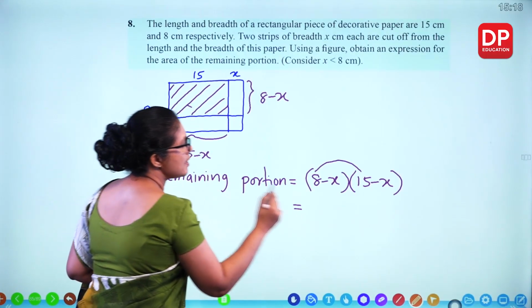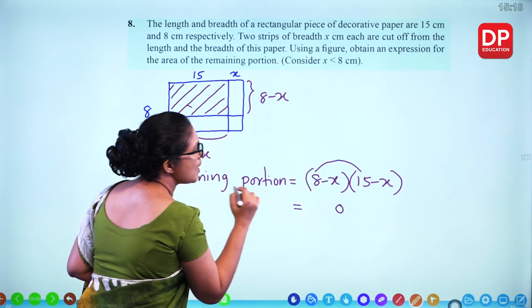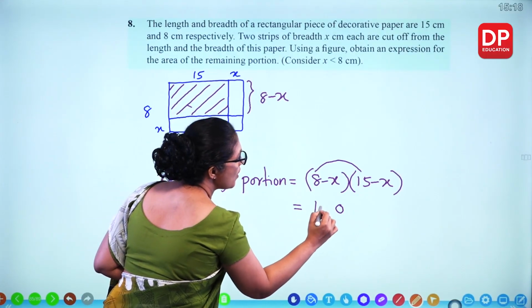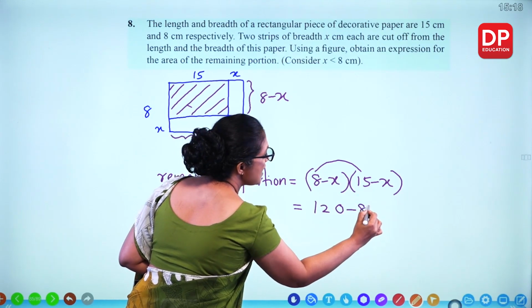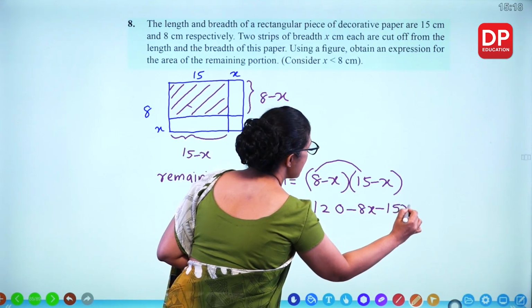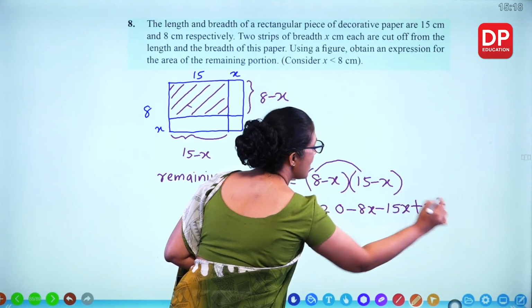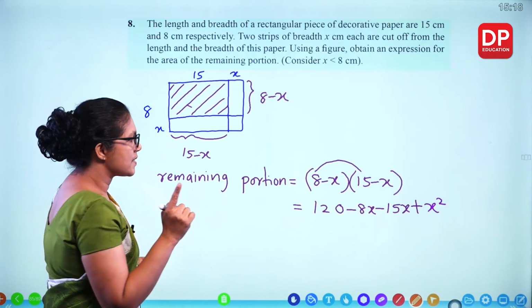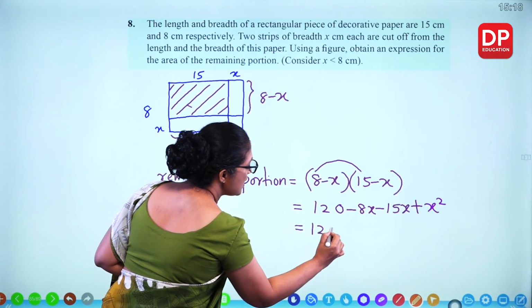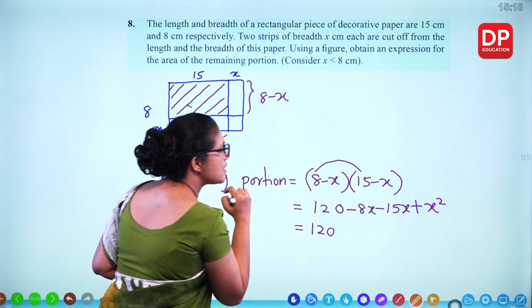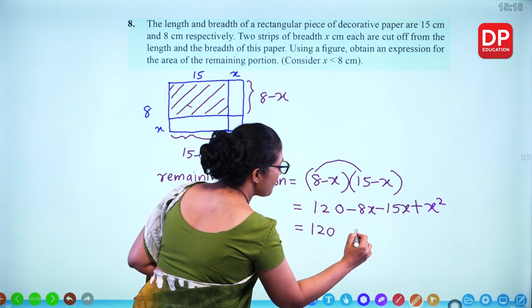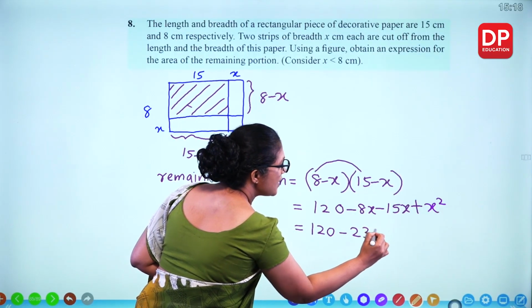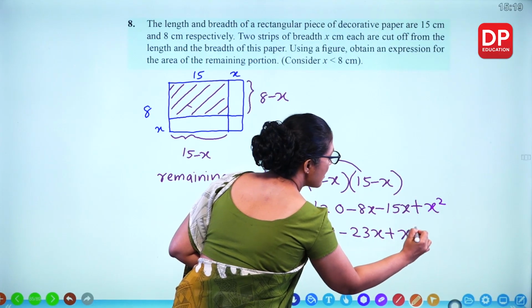8 times 15. 8 times 5, 40. 8 times 1, 8 plus 4, 12. Minus 8x, minus 15x, and plus x squared. Minus becomes plus. 120 minus 8 minus 15, minus 23x plus x squared.